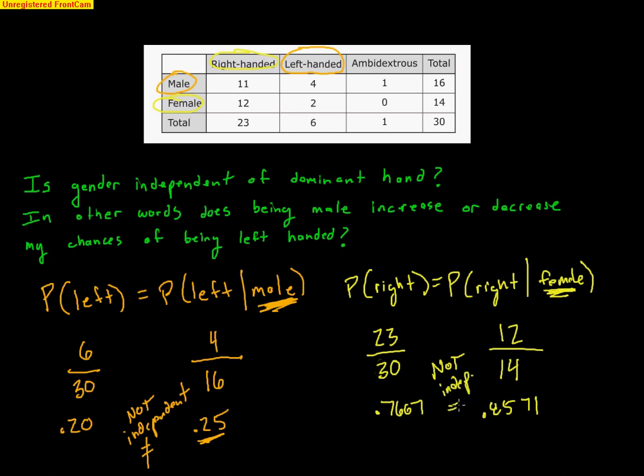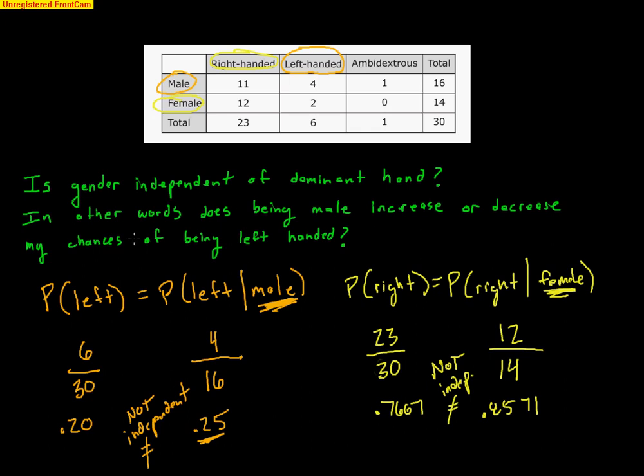All right, because they're not equal. What does this show me? This shows me that if I'm a female, I'm actually slightly more likely to be right-handed. So based on this survey, females are more likely to be right-handed, males are more likely to be left-handed. This proves that they are not independent. Your gender plays a part in you being left or right-handed. So again, this is how easy independence can be with this formula.